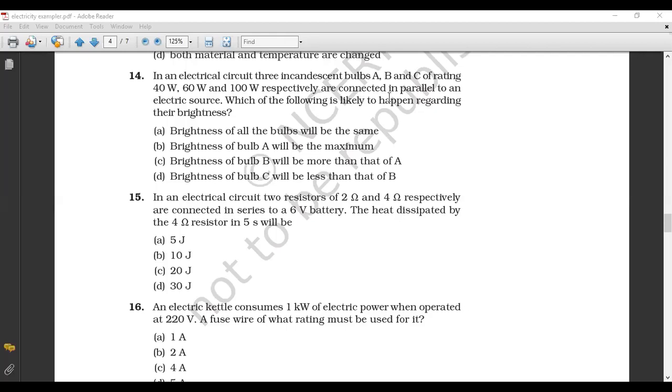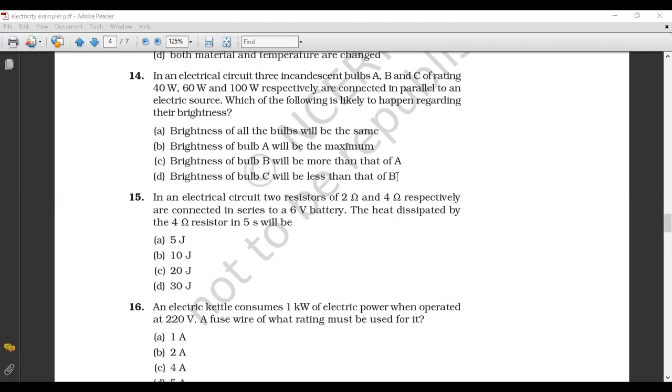So if they are connected in parallel to an electric source, here we are given some options. What are the options? Brightness of all bulbs will be same. Brightness of bulb A will be maximum. Brightness of bulb B will be more than bulb A. Brightness of bulb C will be less than that of B.